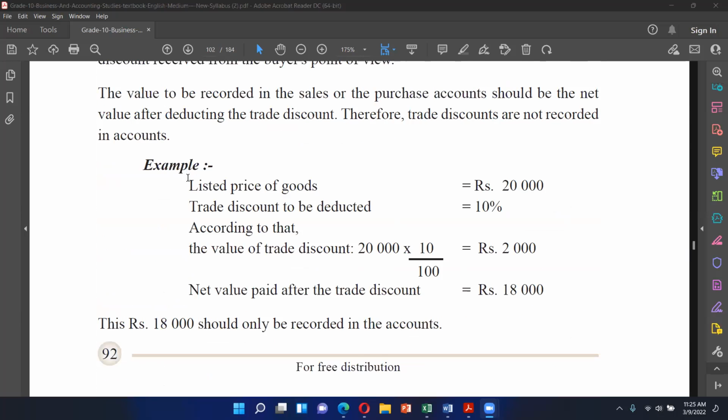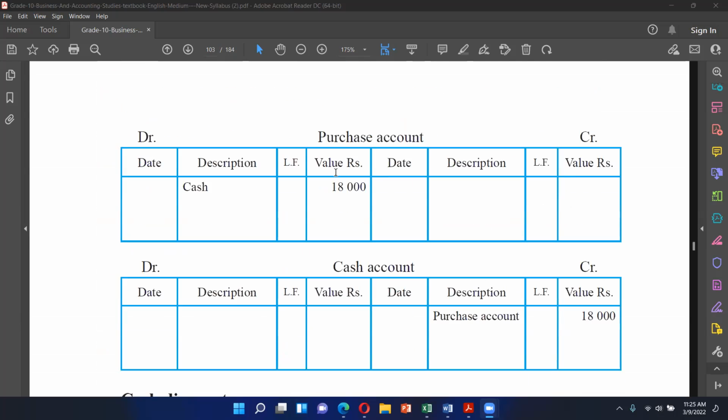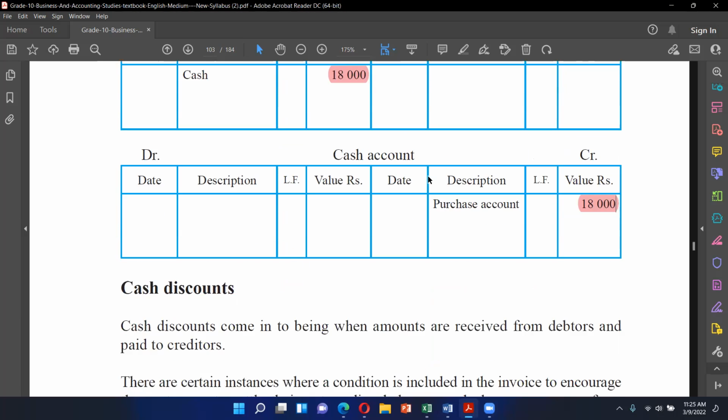This you would have done in your mathematics. You have a list price of 20,000. They deduct 10%. You remove the 10%. The discount is 2,000. How much do you pay? You pay only 18,000. So purchase account debit and cash account credit. Everyone clear? Yes, sir. Okay, good.